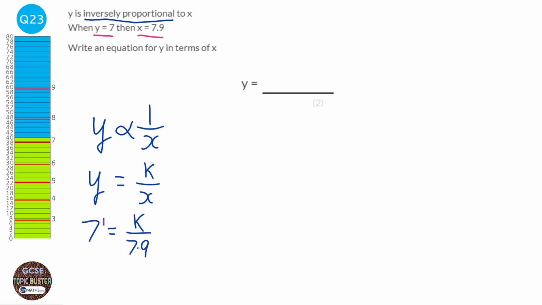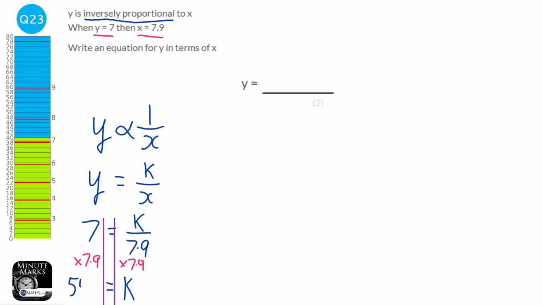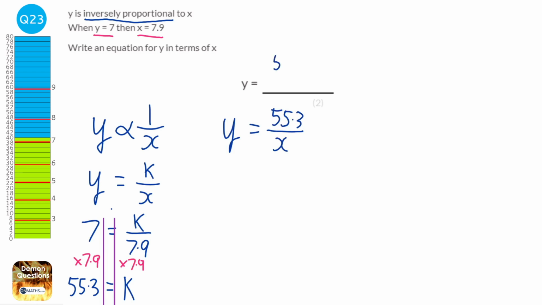And what I need to do now is just draw my lines down. And what I'm going to do is just times both sides by 7.9. And so we have k equals, and it'd be 7 times 7.9, which is 55.3. So we know that k is 55.3. So I'm just going to rewrite this formula here, but instead of k, I know that it's going to be 55.3. So our answer is y equals 55.3 over x.